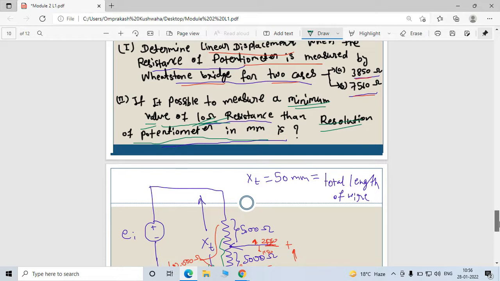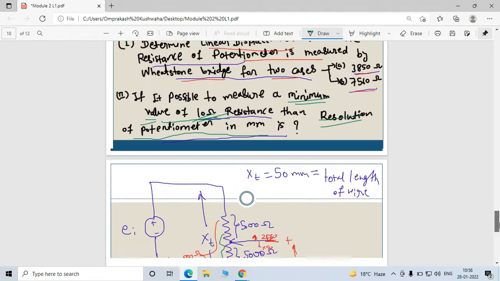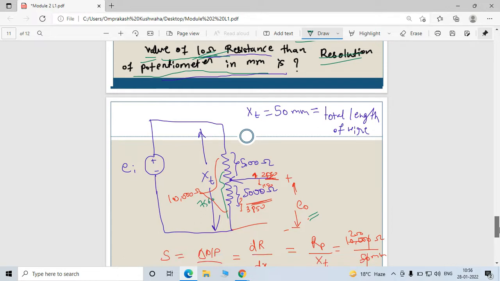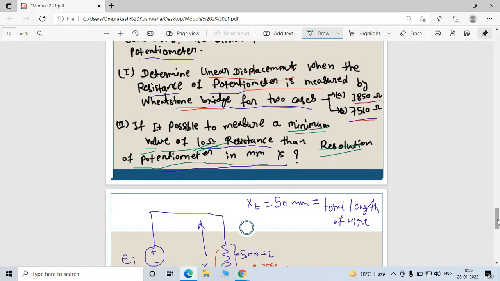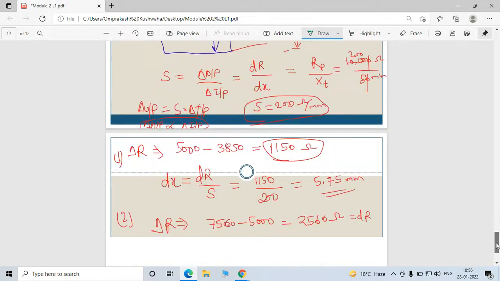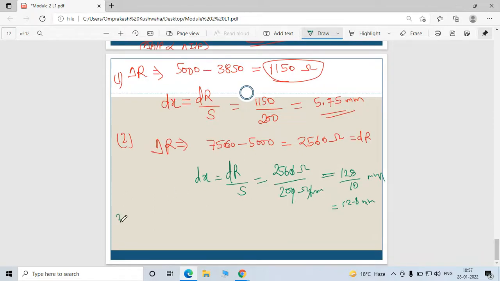But we already saw the sensitivity of this bridge is nothing but 200 ohm per mm. Means for one change of 1 mm, you will get 200 ohm, right? But you want to measure 10 ohm resistance. So for measuring 10 ohm resistance, what is the change in length? That is dx, right? This is nothing but the resolution for case 3.